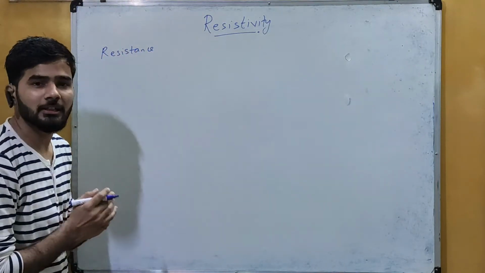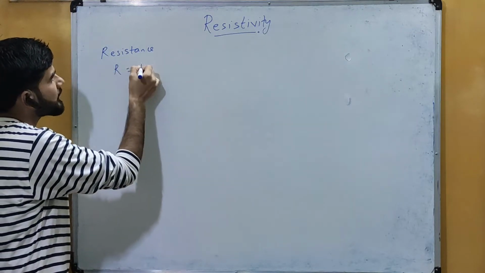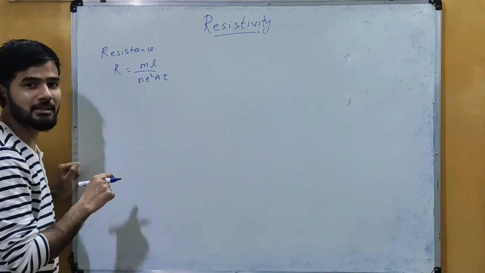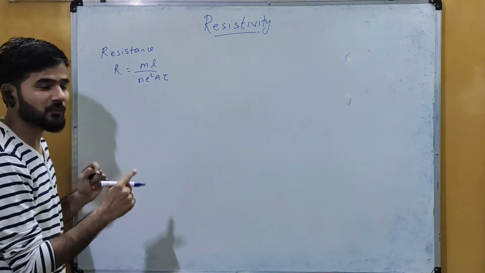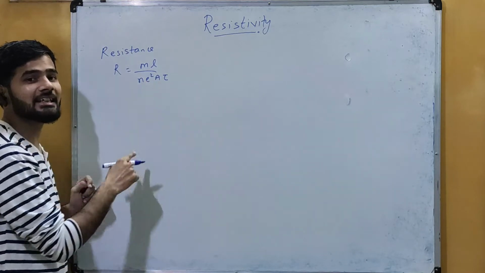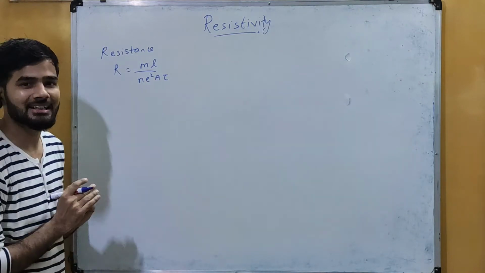And we got the formula R = ml/(ne²Aτ), where m is the mass of the electron, L is the length of the conductor, n is the electron density, e is the charge, A is the area of cross section and τ is the relaxation time.